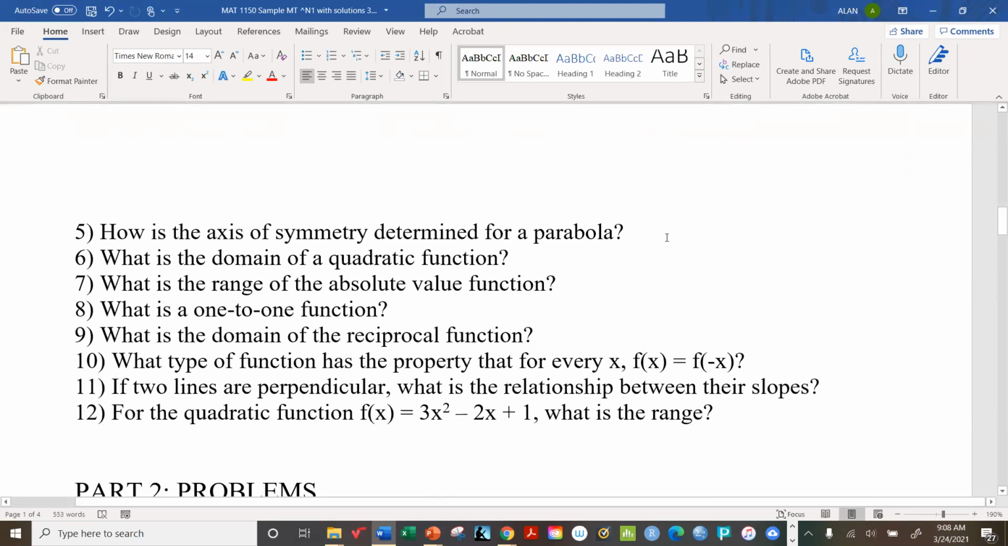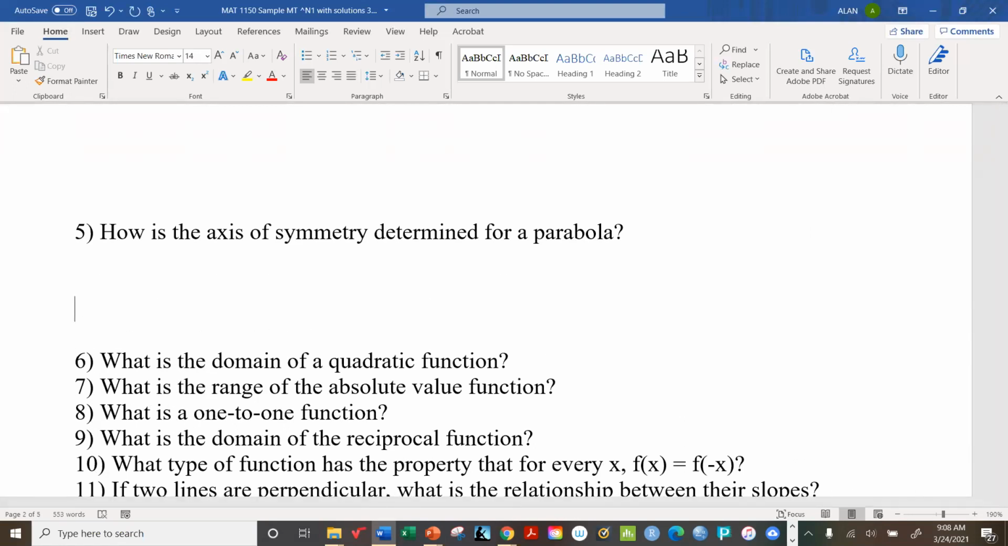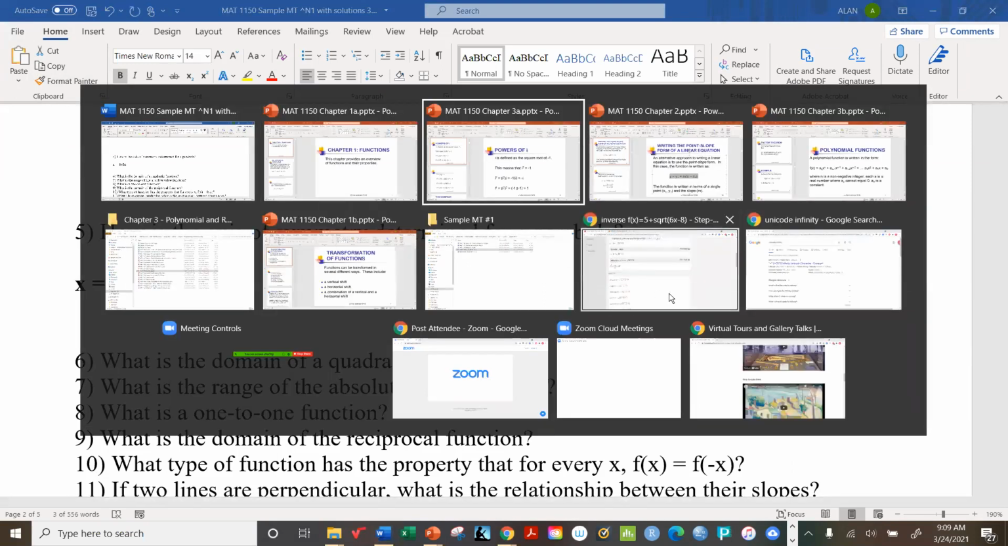Now, how's the axis? Oh, we just did this a while back. The axis of symmetry equals, you probably still have this one memorized. There you go. X equals -b over 2a. So where did we discover this? This would have been towards the end of 3b. Let's see, where exactly was that?